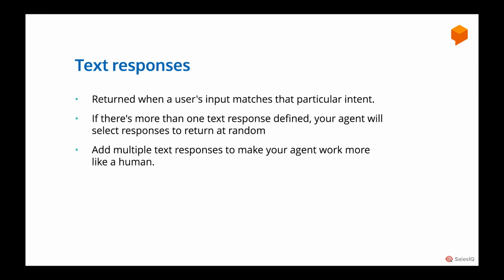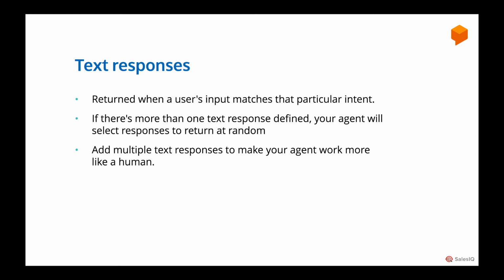Text responses are responses that your bot service will send back to the user when an intent is matched. It's good to confirm the intent in the response so that the user can see that the bot indeed understood what they said. You can add variant responses to the one intent if you want to give a slightly different experience each time.